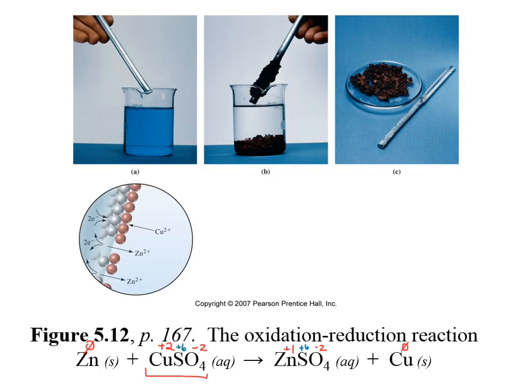So if we were to identify the two things, these are kind of fun actually. You can see the zinc going from 0 to +1. Looks like it's being oxidized. Okay. And you can see the copper going from +2 to 0. Looks like it's being reduced.